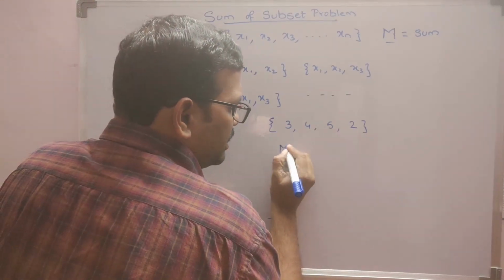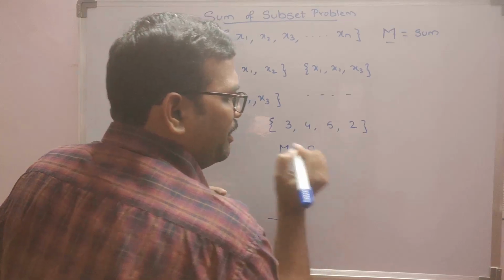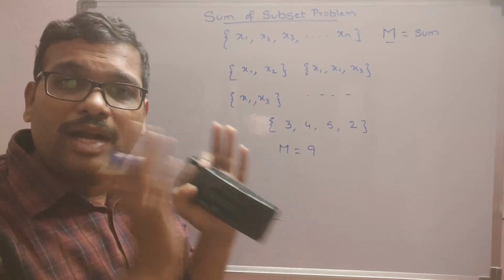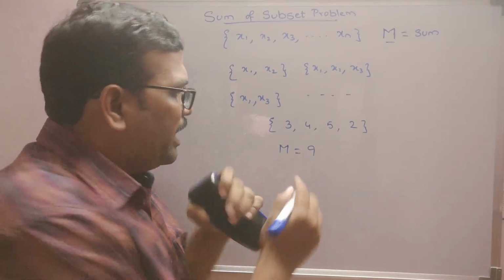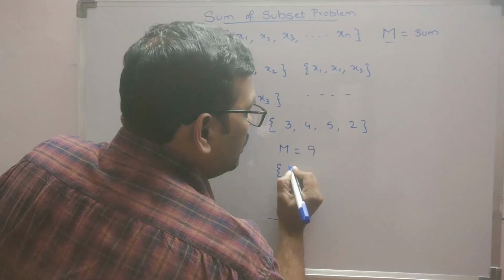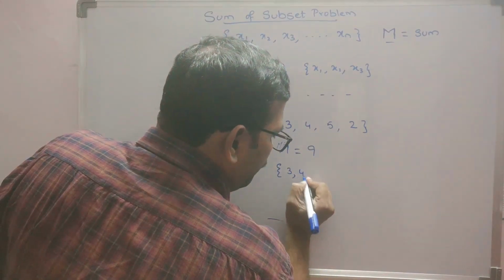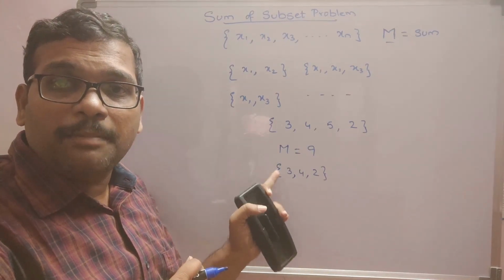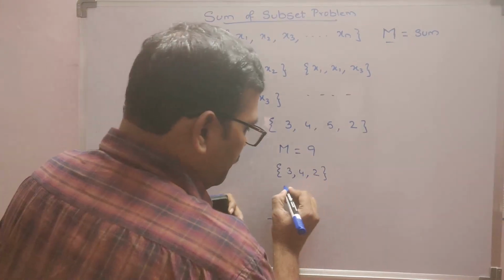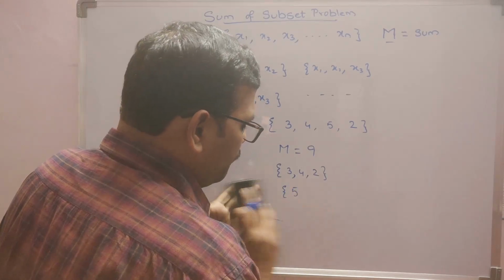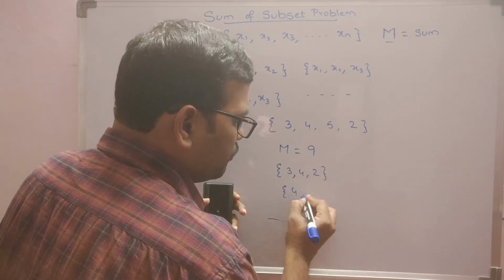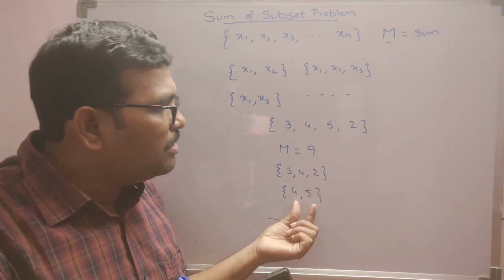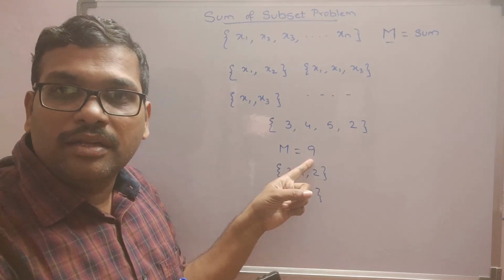Now the total sum is 9. We need to form the subsets where the sum of elements of that particular subset should be equal to 9. Here you can see 3, 4 and 2. This is a subset of the main set whose sum is equal to 9. Similarly 4 comma 5 is another subset whose sum is equal to the given 9.